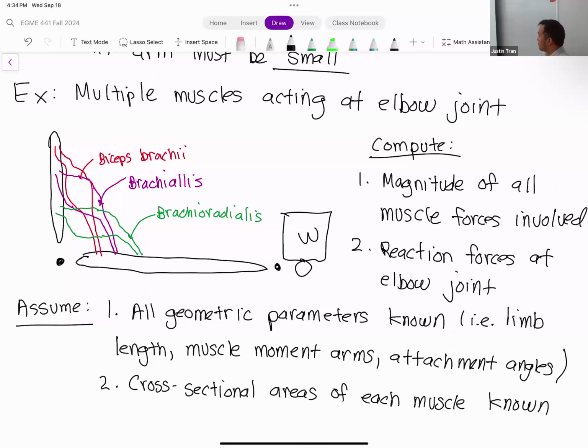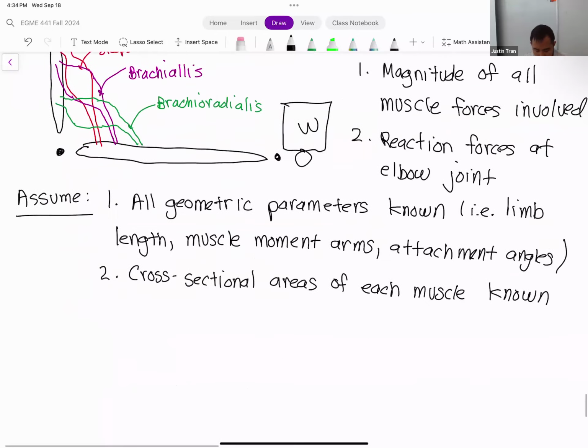All right. Any questions on just the setup of the problem? Okay. All right. So let's get to solving this. Before we start the solution process, let's count the number of unknowns that we have.